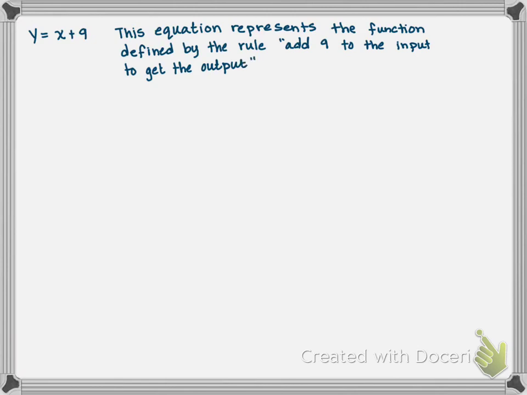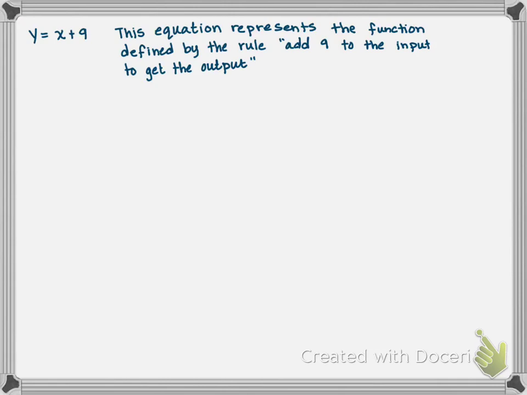So notice that the definition of the function isn't the equation itself. That's just the symbolic representation of it. The function itself doesn't say anything about x and y, right? The function is just a rule. It says if you want to get an output, add 9, I used 7 last class. Add 9 to your input and that'll give you the output you're looking for. So it really has nothing to do with the variables themselves.